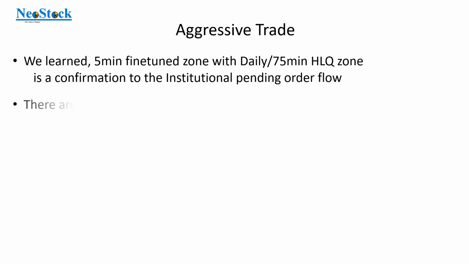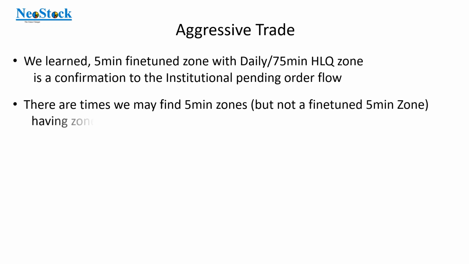But you should also understand there are times we may find 5-minute zones but not a fine-tuned 5-minute zone. How will we identify? These 5-minute zones will be having directly confluence with either daily zone or 75-minute zone. That means inside a daily zone or 75-minute zone, directly you will be having a 5-minute zone confluence. There is no fine-tuned zone.